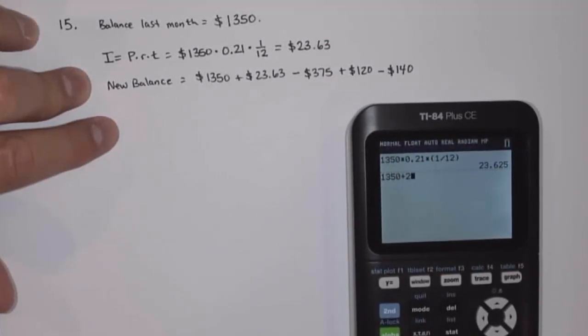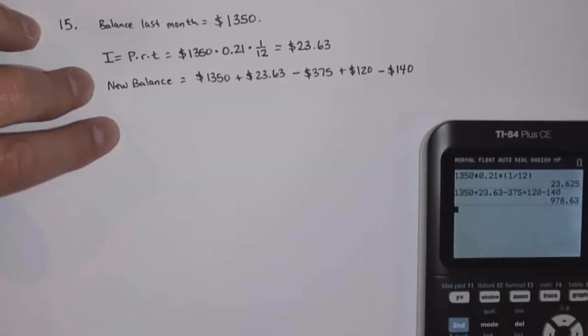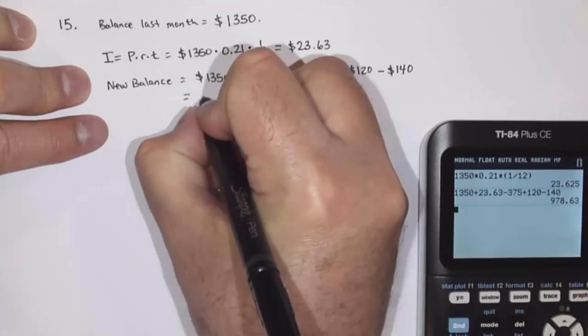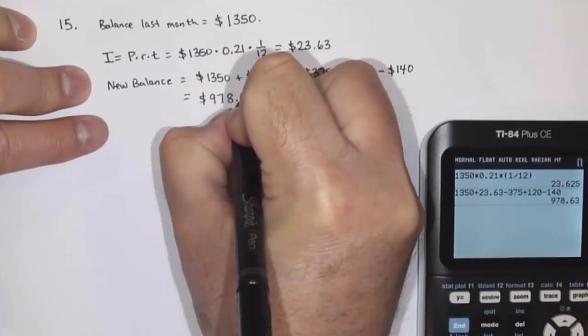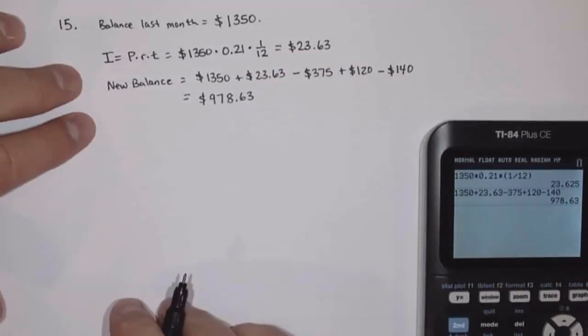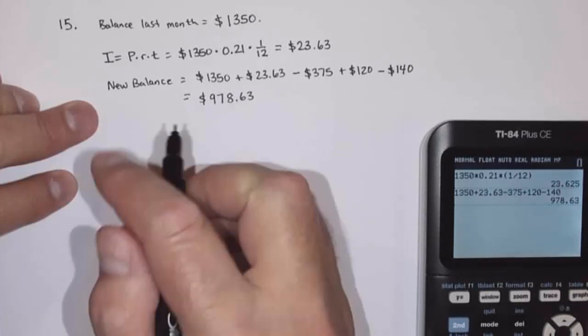$1,350 plus $23.63 minus the $375 payment plus the $120 purchase minus the $140 return. So that means her balance for this month is $978.63. So what's her finance charge going to be on that?